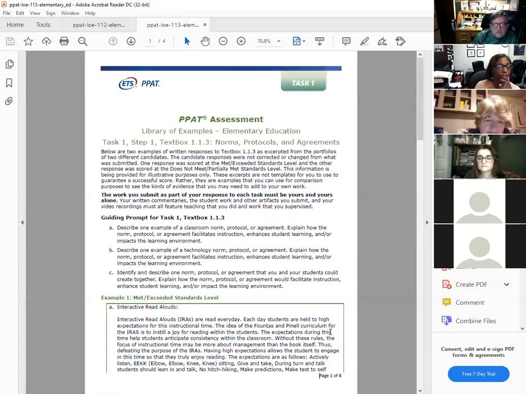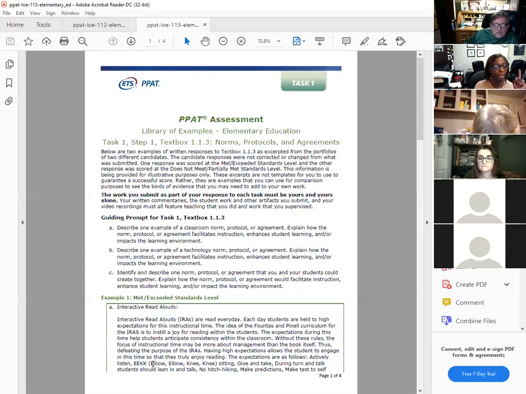The expectations during this time help students anticipate consistency within the classroom. Consistency means things are going to continue on as they should. Without these rules, the focus of instructional time may be more about management than the books themselves, thus defeating the purpose of the IRAs. Having high expectations allows the student to engage in this time so they truly enjoy reading. The expectations are as follows.